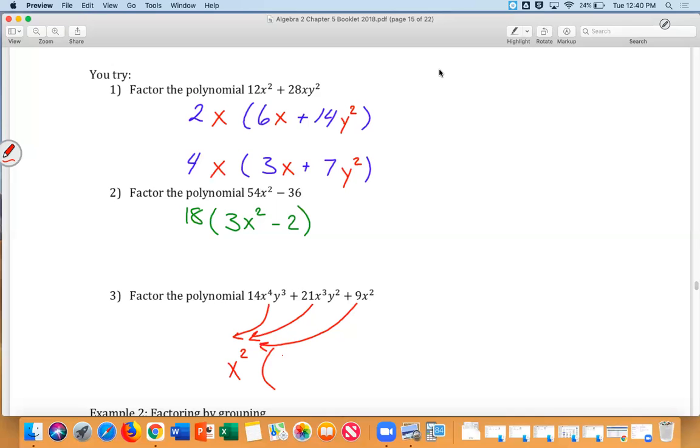So I'm going to be left with 14 X squared Y cubed plus 21 X Y squared plus 9. X squared, no, I pulled that out. And that's it. You guys okay with that? All right. That's where I'm stopping today.